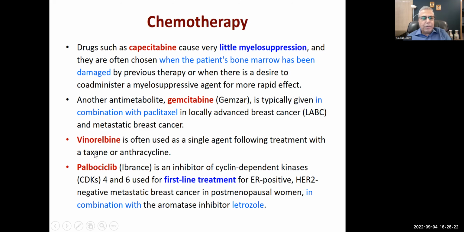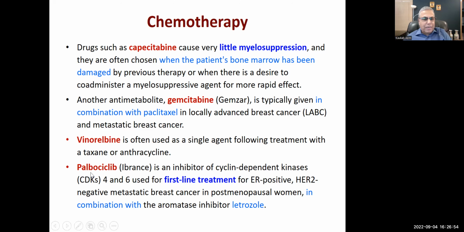Vinorelbine is a Vinca alkaloid. Whenever you have got this VIN, Vinca, it is a Vinca alkaloid like vinblastine, vincristine, okay? So vinorelbine is often used as a single agent following treatment with a taxane, or an anthracycline. Anthracycline is idarubicin or doxorubicin, daunorubicin, so many of them, 4 or 5 of them.